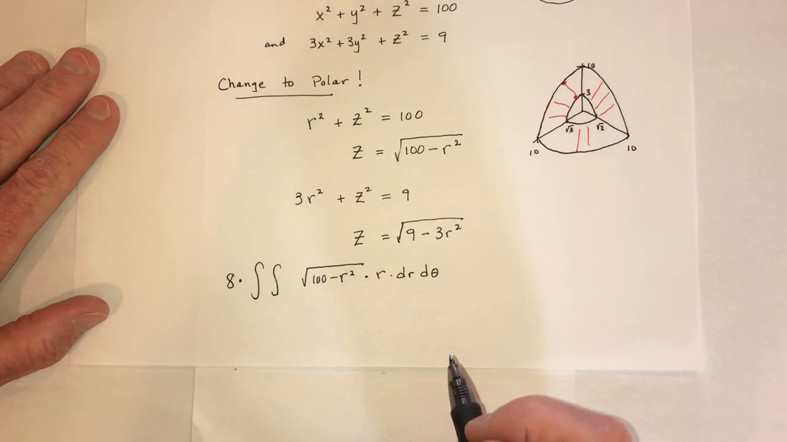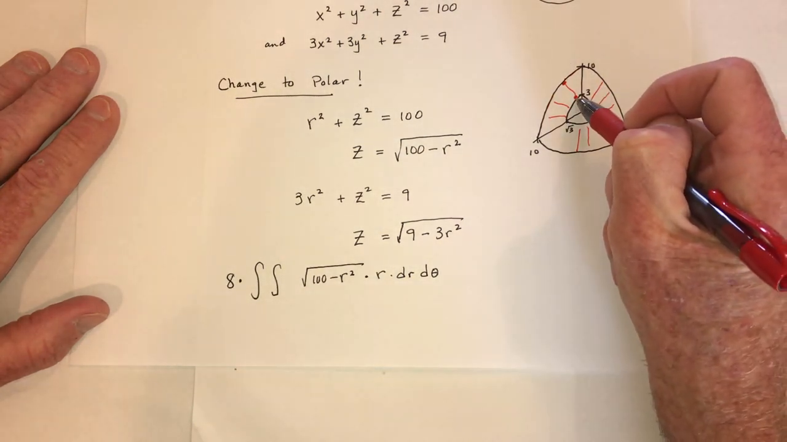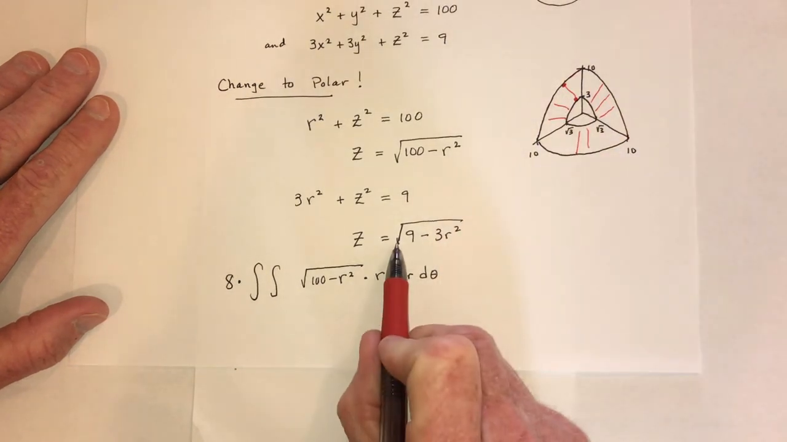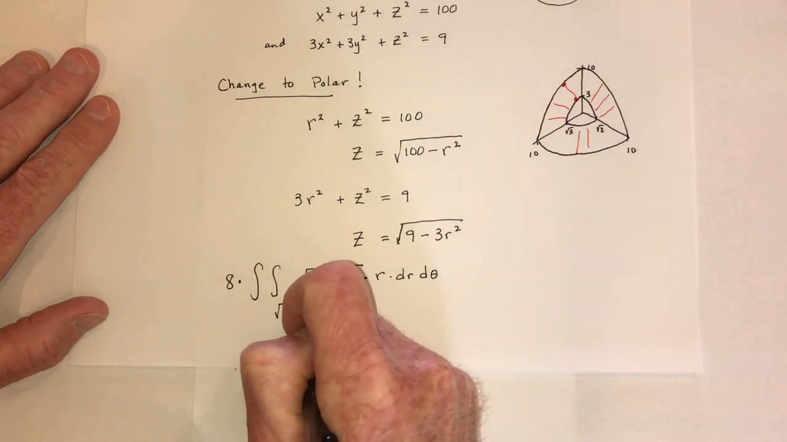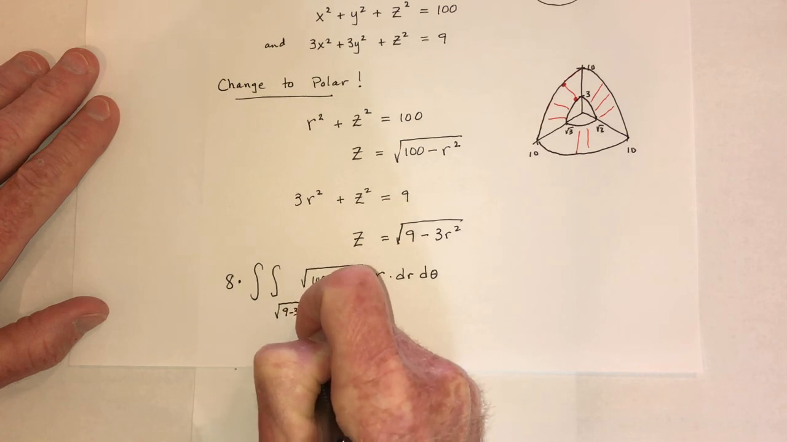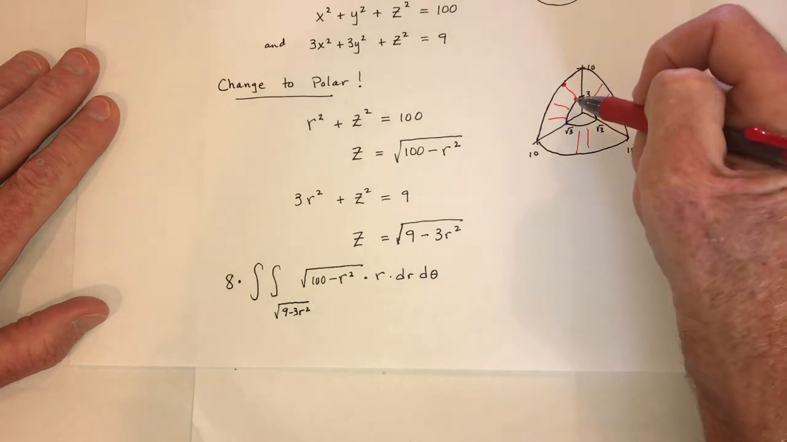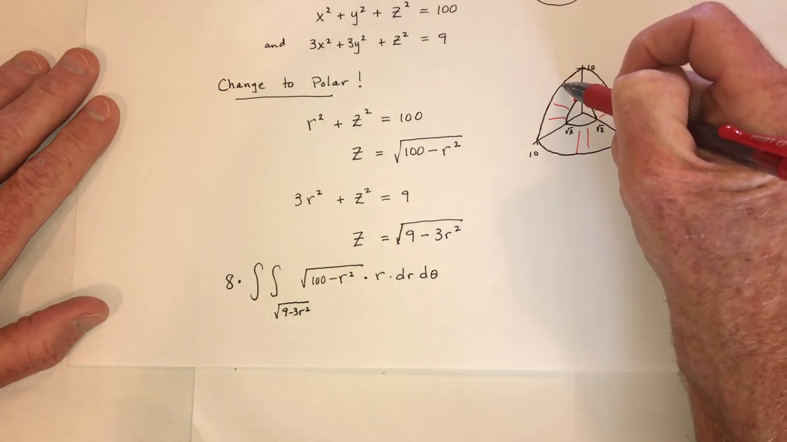And then r goes from what to what? So the smallest that r gets is when it's touching this function. So when it's touching this function, that's this thing. So the smallest that r gets is the square root of 9 minus 3r squared. And then the biggest that it gets is when it's equal to 10 out here.